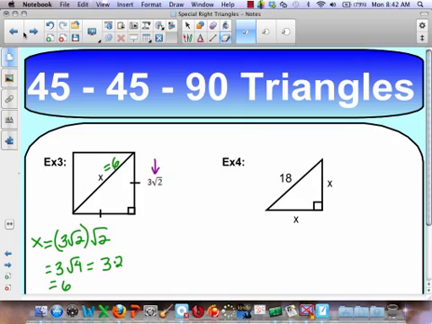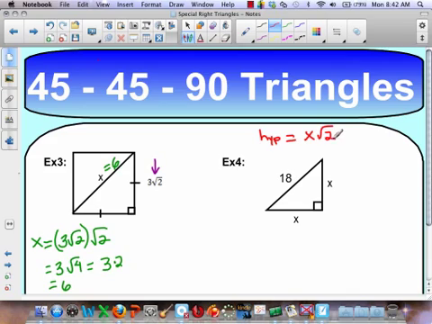Oh, we have a slight problem here on number 4. There's no radical 2. The radical 2 is embedded inside the 18. So I want to make sure we get this straight. Remember, we said that the hypotenuse of 45, 45, 90 is the side length times root 2. So how would I solve for my side length? Divide by root 2. So whatever my hypotenuse is, I just divide it by radical 2, and I'm left with my value of x.